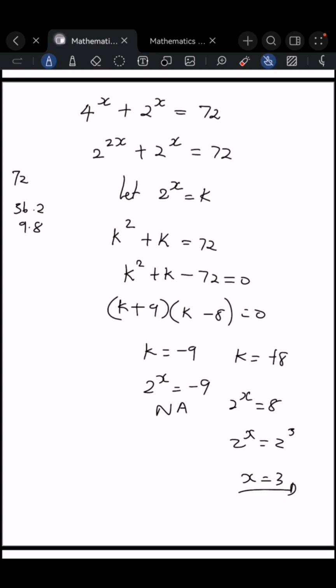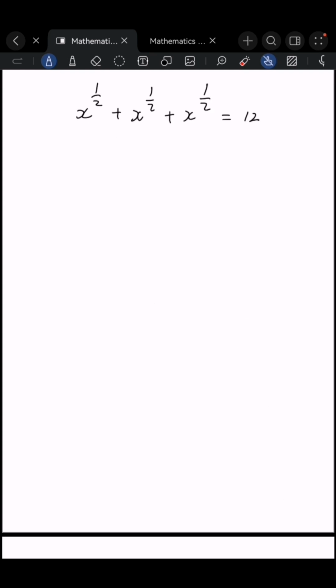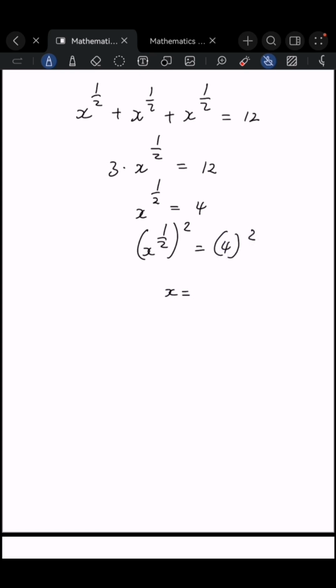That's our solution. Next, we have x raised to the power of 1 over 2 plus x raised to the power of 1 over 2 plus x raised to the power of 1 over 2 is equal to 12. What we see is 3 times x raised to the power of 1 over 2 is equal to 12. Divide by 3 on both sides, therefore x raised to the power of 1 over 2 is equal to 4. Squaring both sides, x is equal to 16.